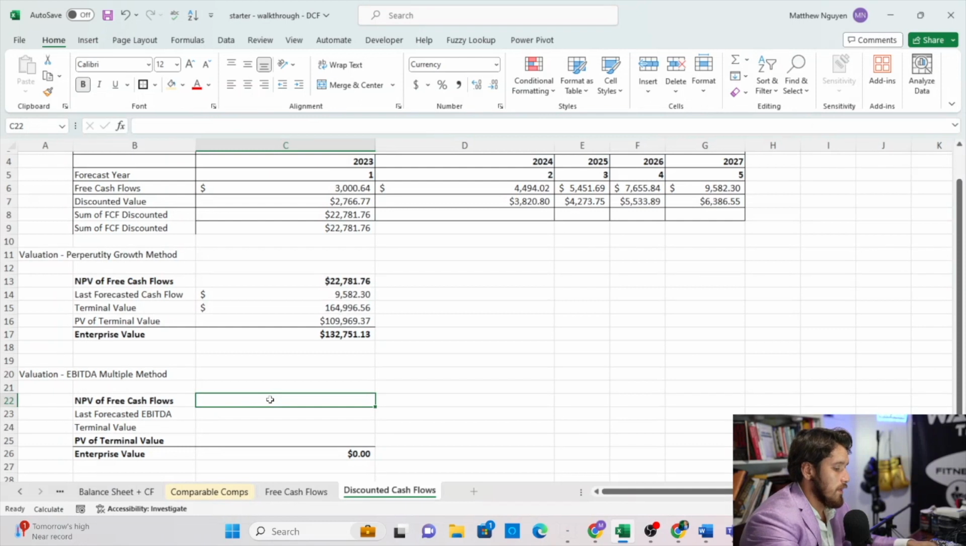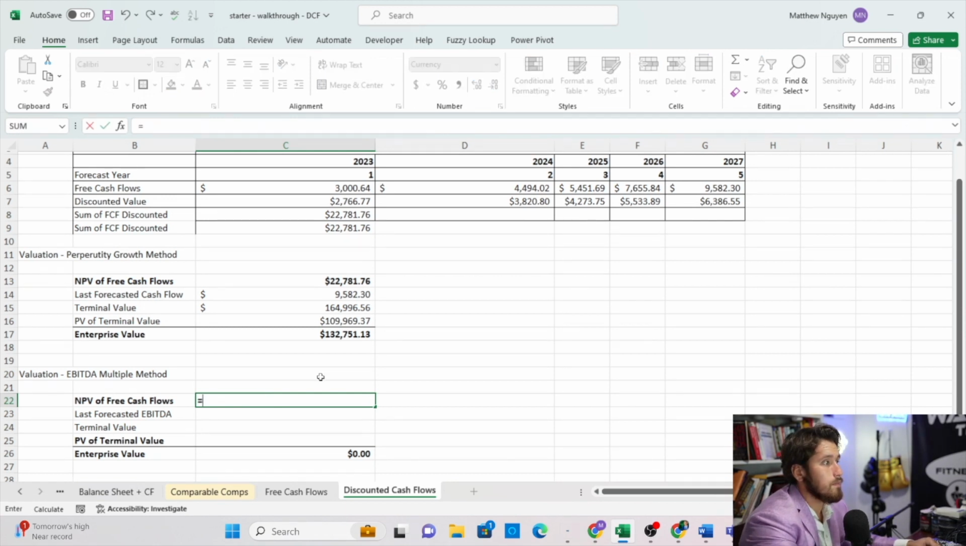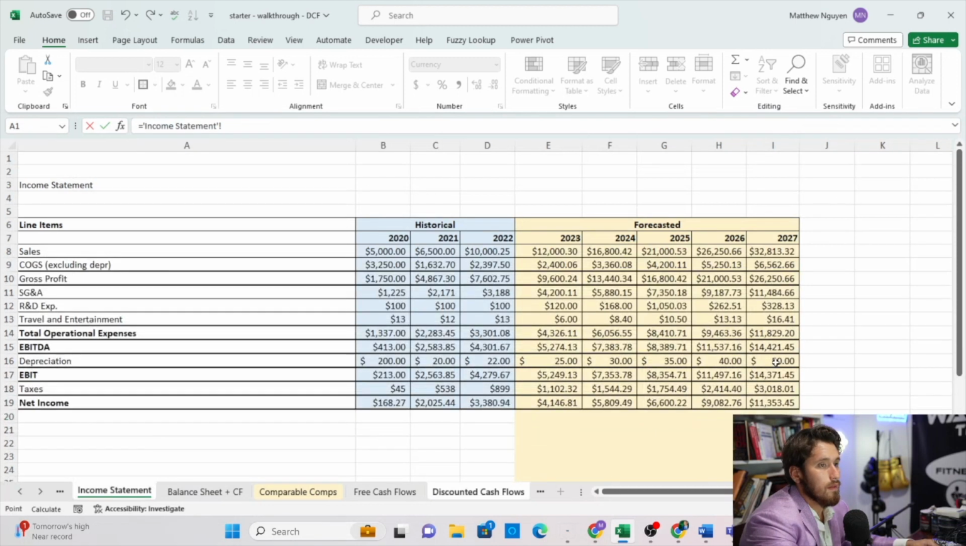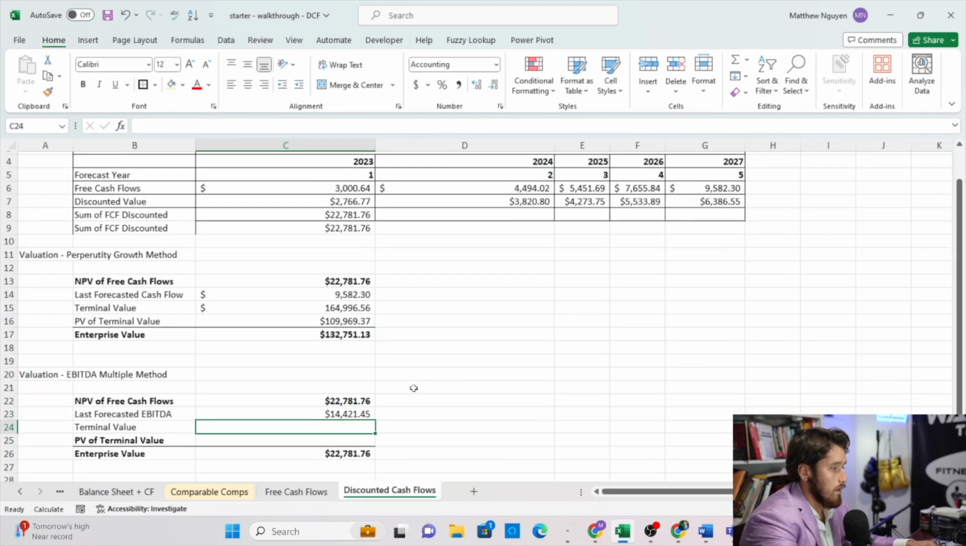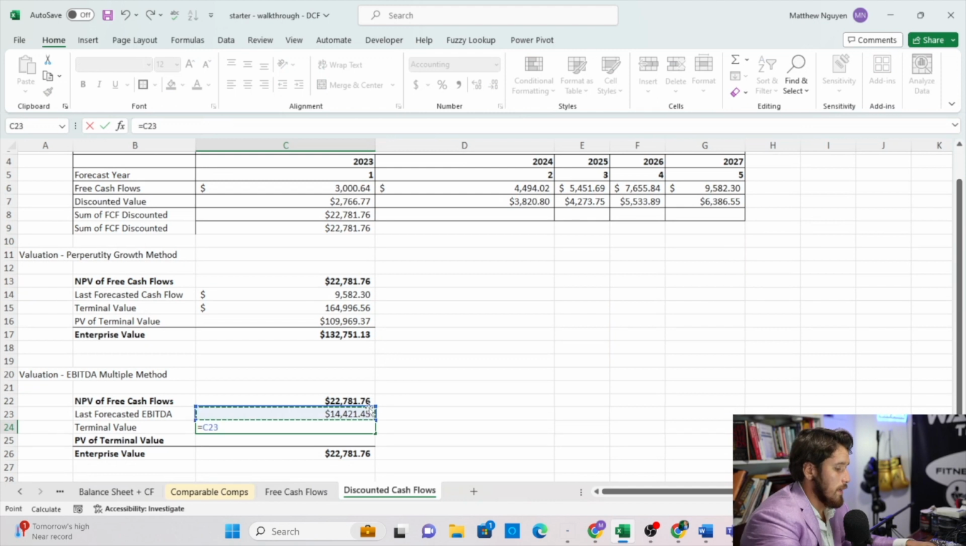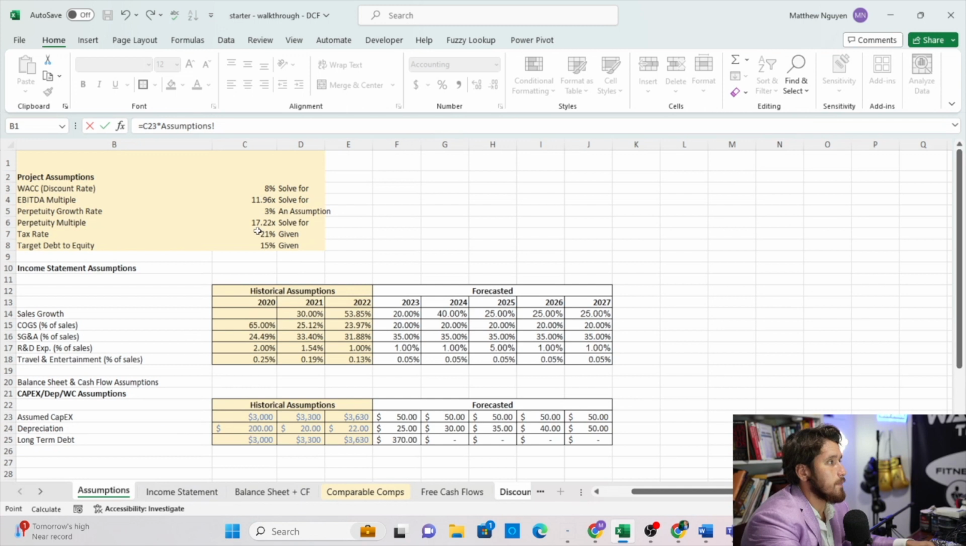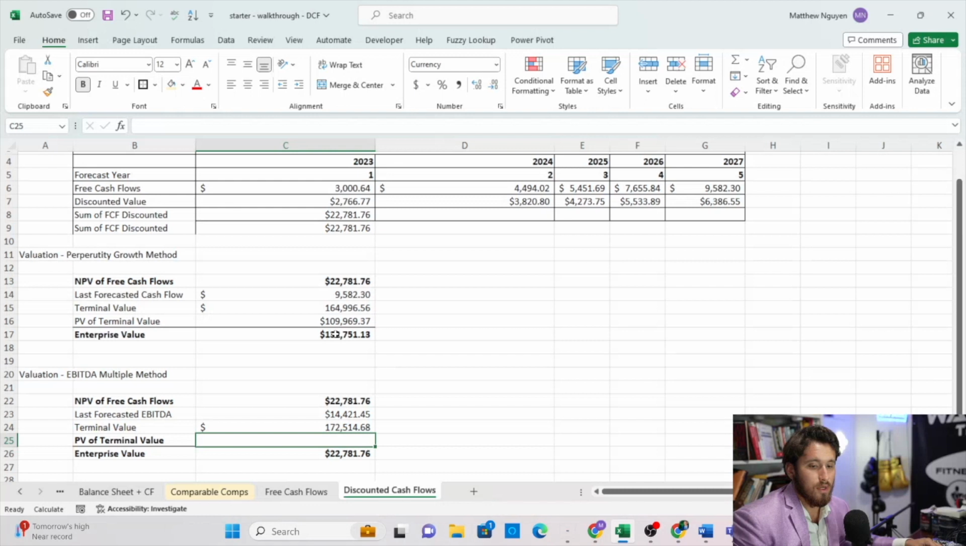Next, we're going to do the same thing. We're going to take the last forecasted cash flow. Next, we're going to take the sum of the free cash flows. We're going to get our last forecasted EBITDA. Go to our income statement, get the last EBITDA. We'll get the terminal value of this. So we're going to take that multiplier that we did before, from assumptions. Except it's not going to be the perpetuity multiple, now it'll be the EBITDA multiple. And we're going to get the present value of that terminal value.